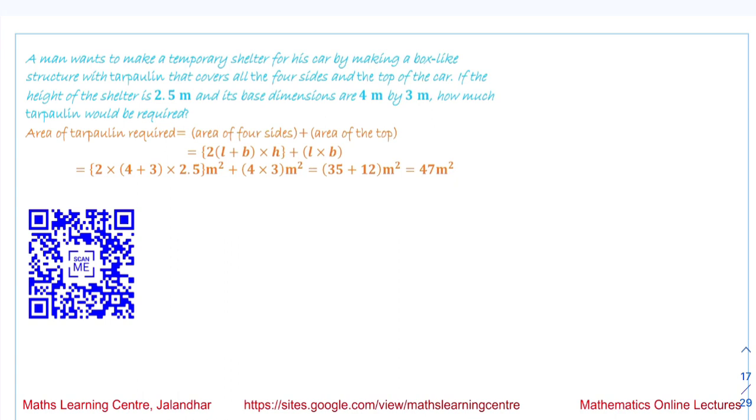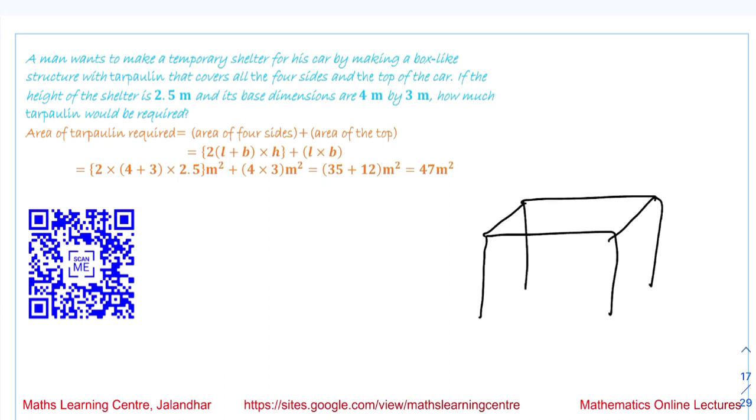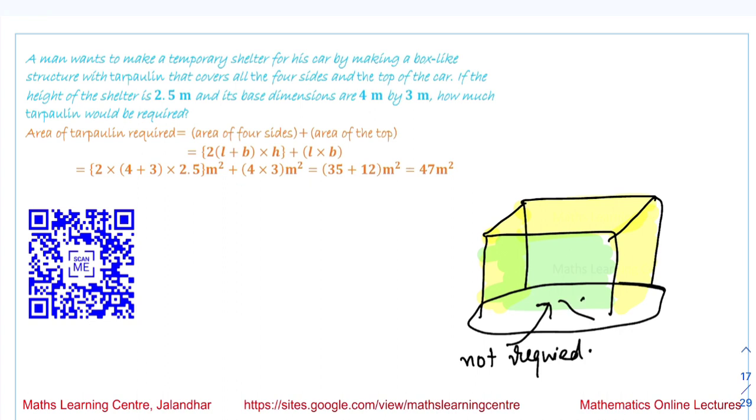So what we are talking about here is that he wants to make the shelter. What kind of structure will that be? It will be some structure like this. The cloth that he is going to use to cover this shelter will cover this portion, this portion, the top, and these two sides also. But the cloth is not required at the bottom. So except for the bottom, we require the area of the four sides and the top.